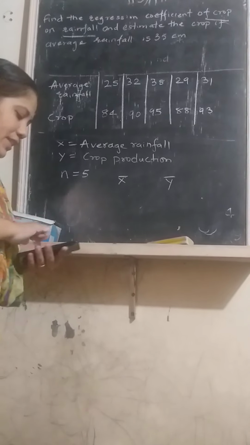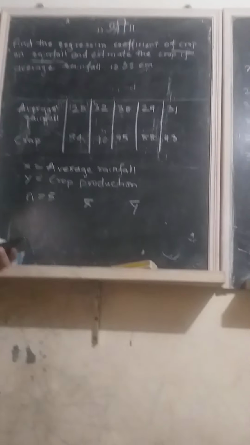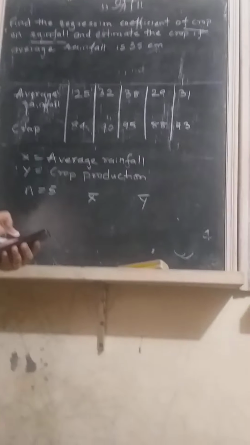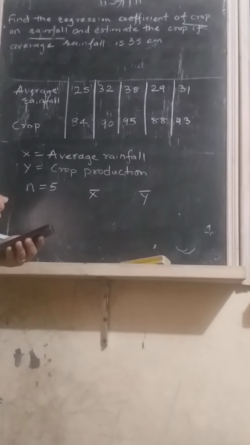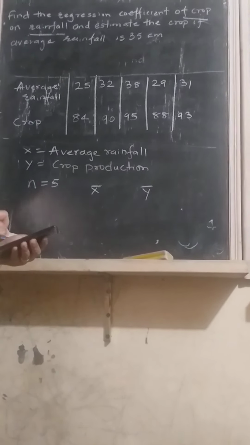So let us first calculate it. So that is 25 plus 32 plus 38 plus 29 plus 31. That comes out to be 155. So I will divide the sum by the number of observations that are 5.